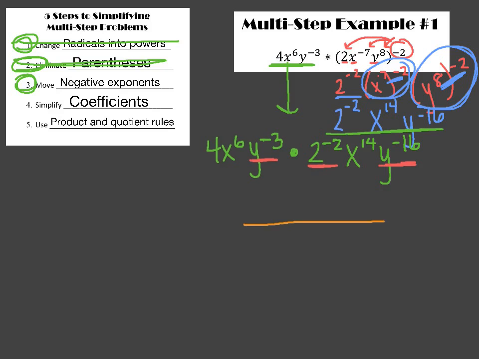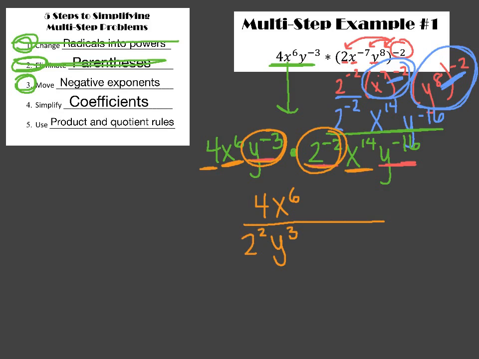And I'm going to go through each piece of the problem that I had and see if I need to move it or not. This 4, I don't need to move it, so it's going to be on the top of my fraction. X to the 6th, it's a positive exponent, so it stays where it is. But look, here was one of my negative exponents, so I'm moving that to the bottom and making it positive. This has a negative exponent, move it to the bottom and make it positive.